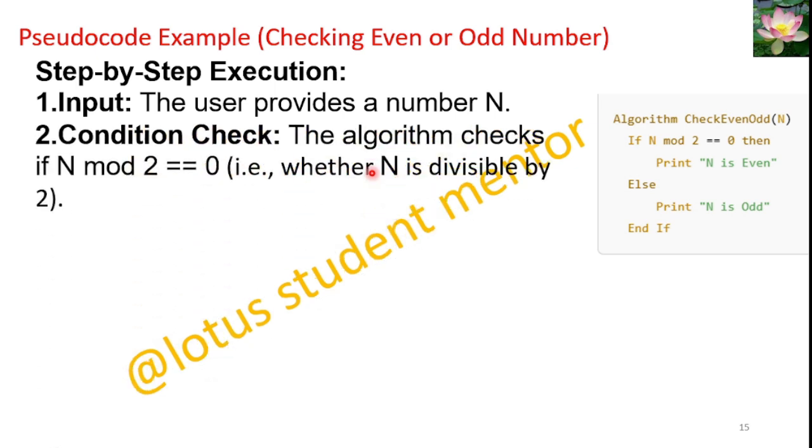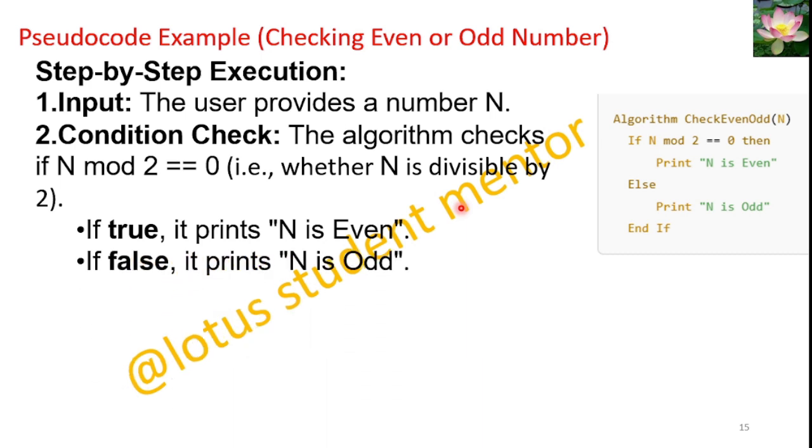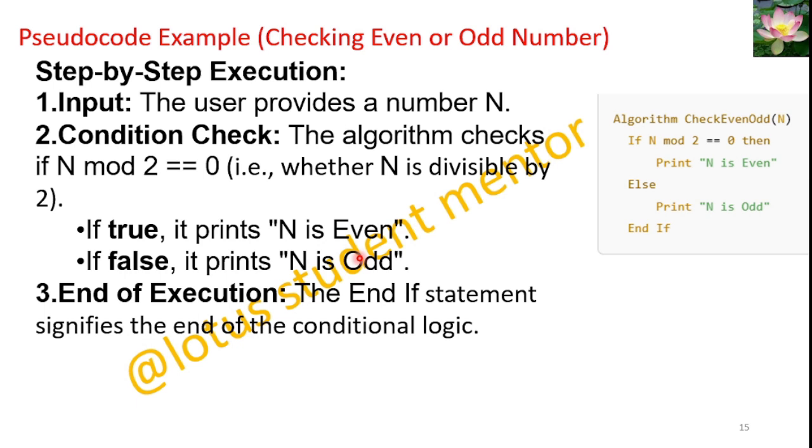Step 2 is condition checking. The algorithm checks if n modulus 2 equals 0, that is, whether n is divisible by 2 or not. If it is true, it prints n is even. If it is false, it prints n is odd. Then finally, end of execution. The end if statement signifies the end of the conditional logic.